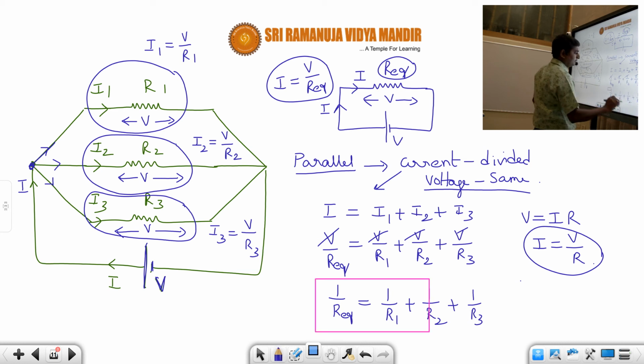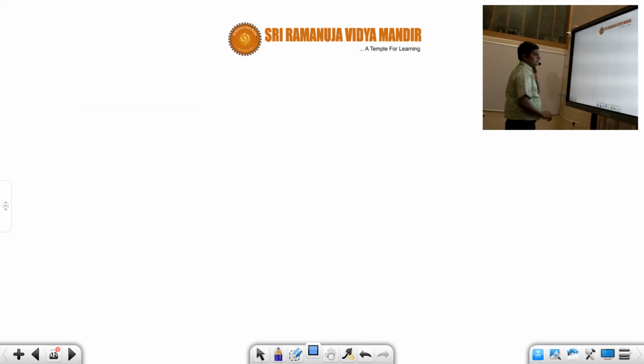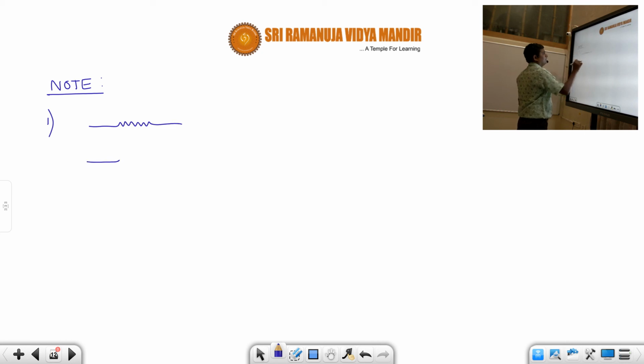So this is a very important formula, students, when the resistors are connected in parallel. Sorry, when three resistors are connected in parallel. And here one important note: generally 90% of our problems will have two resistors in parallel, like this.